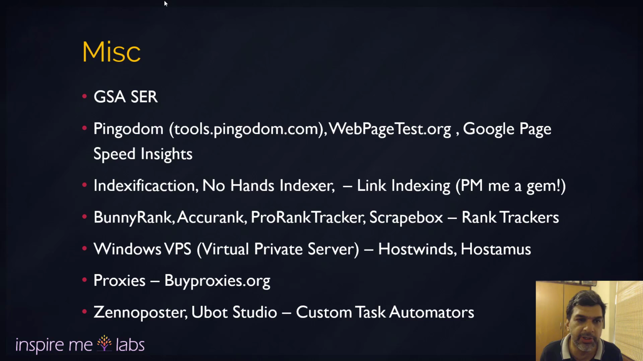Then there's Google PageSpeed Insights, which is Google's own tool for testing your speed and how your site looks on mobile as well as on desktop. And then there are indexing tools like Indexification and No-Hand Indexer. These are for link indexing, like Google crawls.